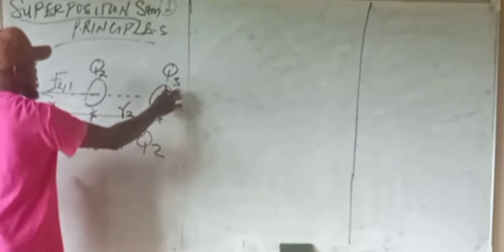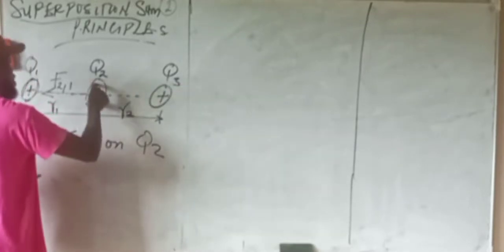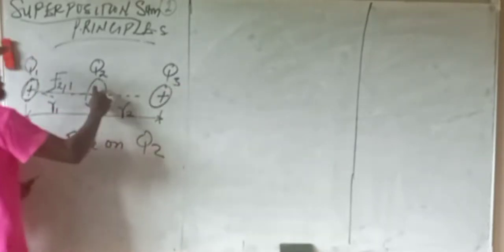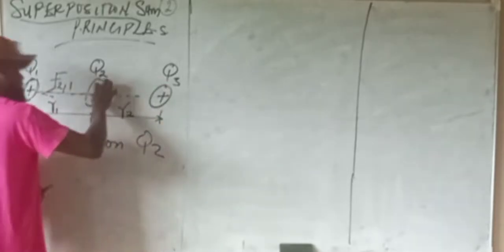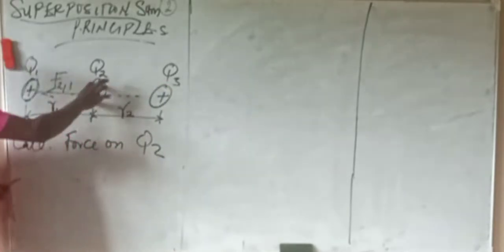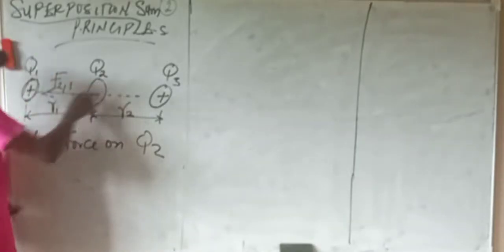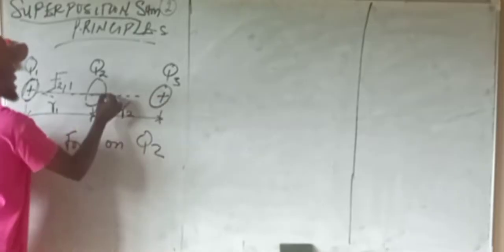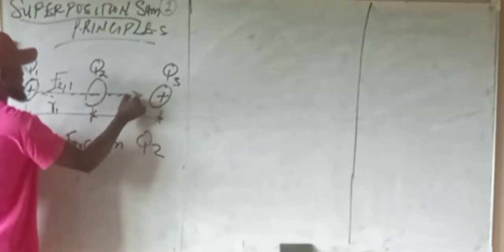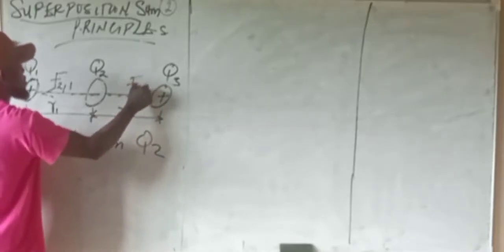Then let's check for this. Will this one be attracting or repelling it? This one is positive and this one is negative, so it will also be attracting it, because we are looking for the force on this charge, which is the one being attracted or repelled. They said calculate the force on this one. So this one will also be attracting it to itself. It's like they are dragging it. So the force on Q2 coming from Q3.